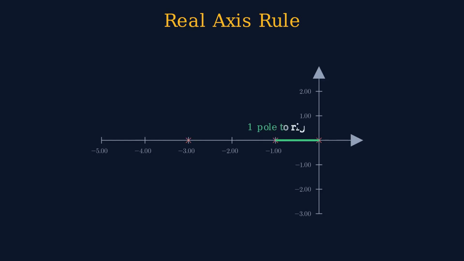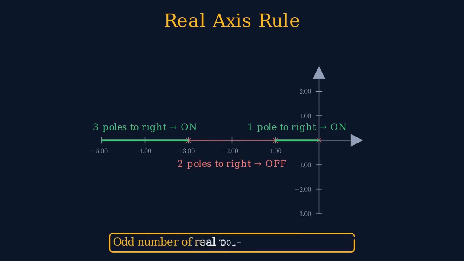Rule 5. A point on the real axis belongs to the root locus if the total number of real poles and zeros to its right is odd. This is called the real axis rule. Segments of the real axis that satisfy this condition are part of the locus.